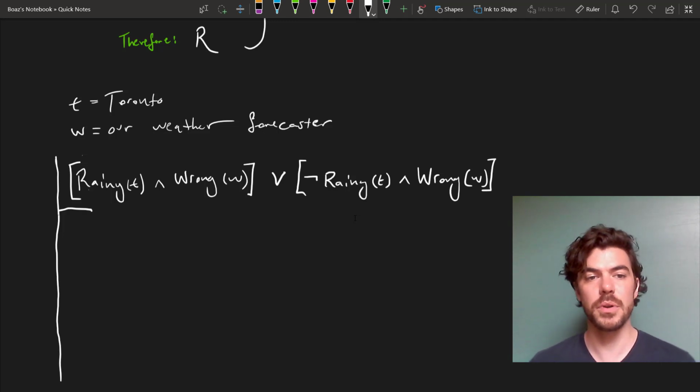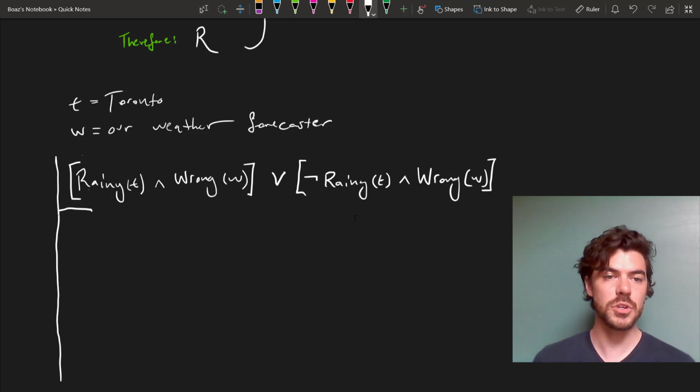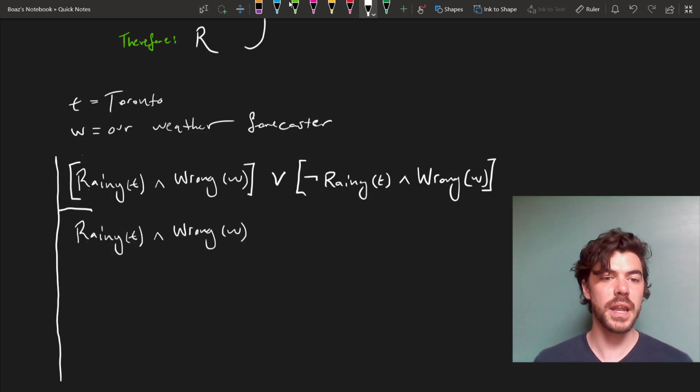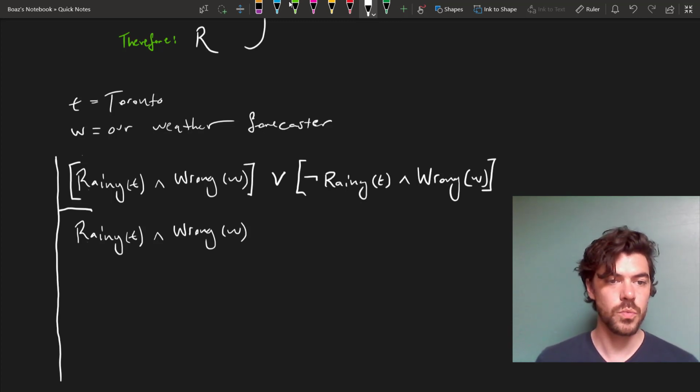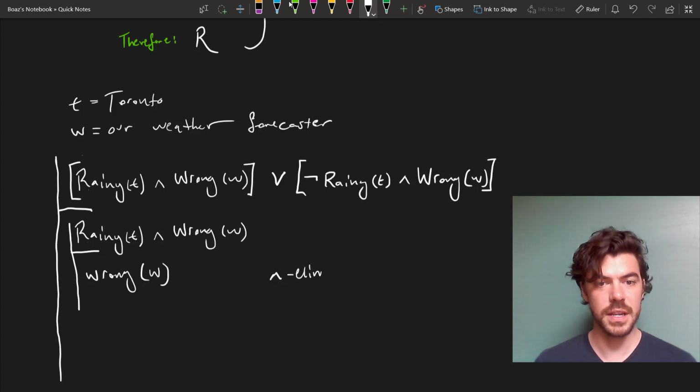We just want to come up with the claim here that Wrong(W), that the weather forecaster is wrong, but we can't get it out of this disjunction by just plucking it out. We have to do a proof by cases. So let's assume the left-hand disjunct, and from the conjunction elimination rule, we can extract Wrong(W). This rule was discussed in the last video.